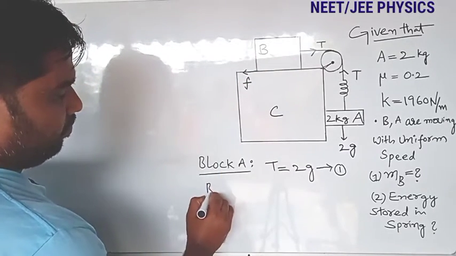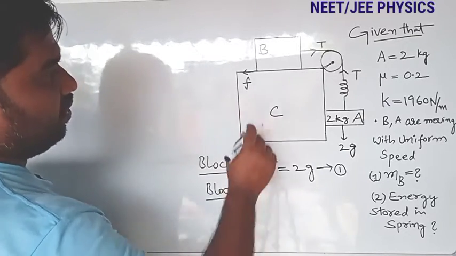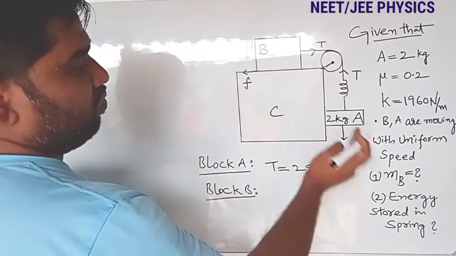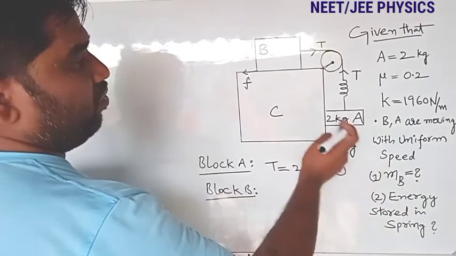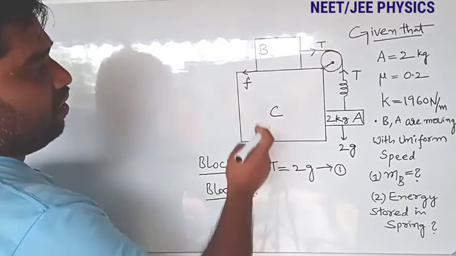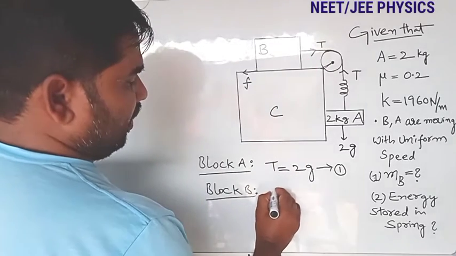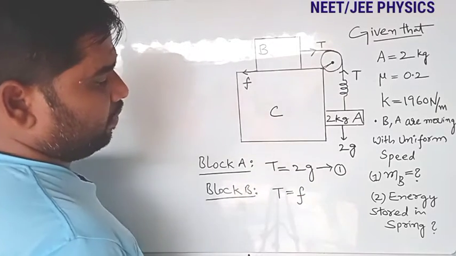On block B, the tension force and the frictional force are both equal and opposite because it is moving with uniform speed. The frictional force and tension force are equal and opposite in direction. T equals F.